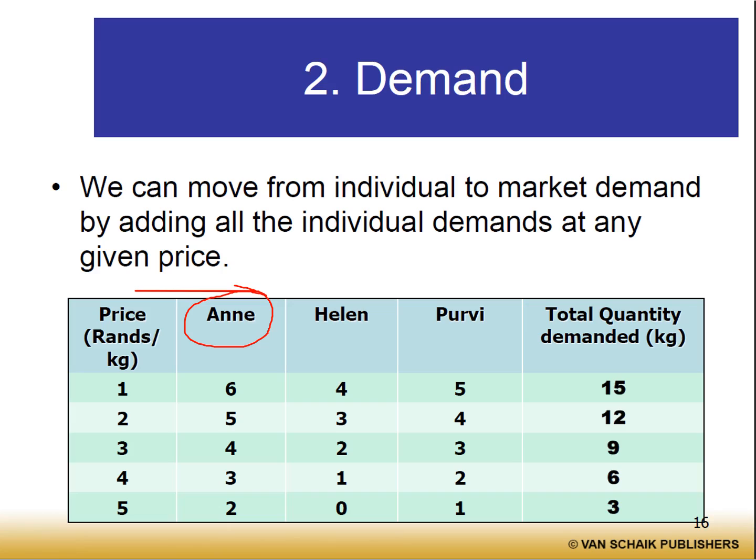So at a price of R1, Anne's demand is 6 tomatoes, Helen's is 4, Purvi's is 5. The total quantity demanded at R1 is therefore 15. And so on and so on. Summing for all prices, we obtain the market demand schedule in the final column of this table.